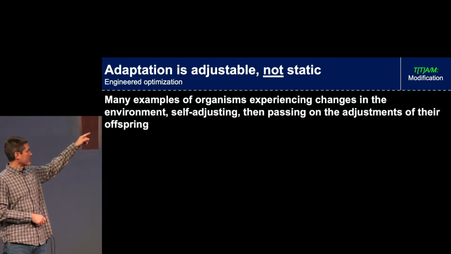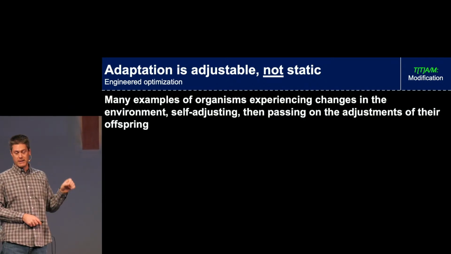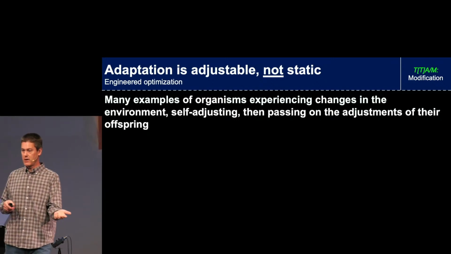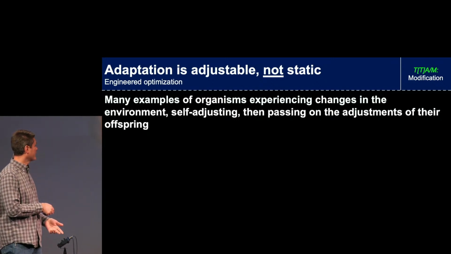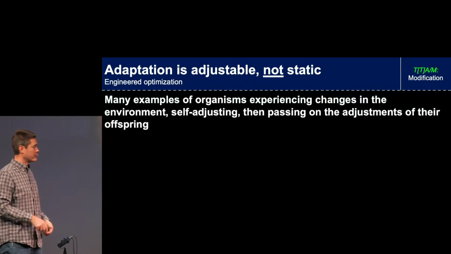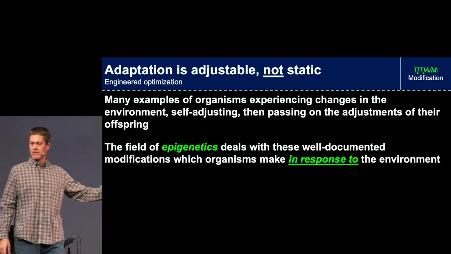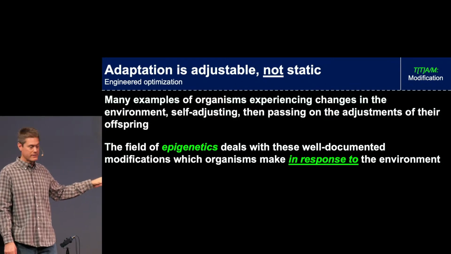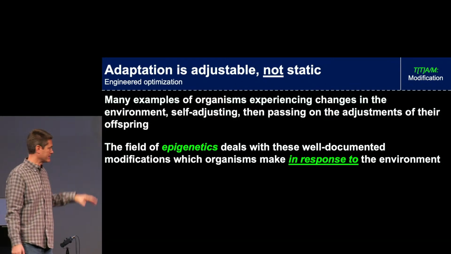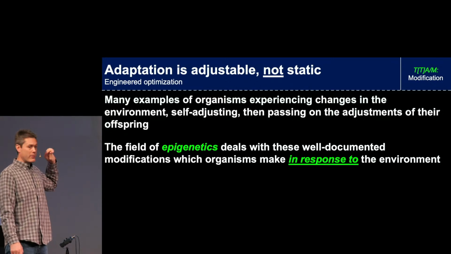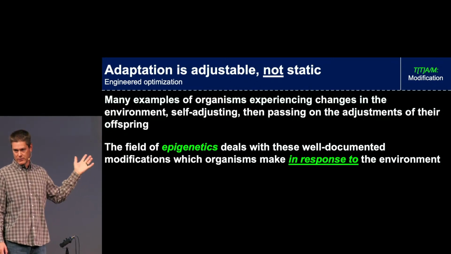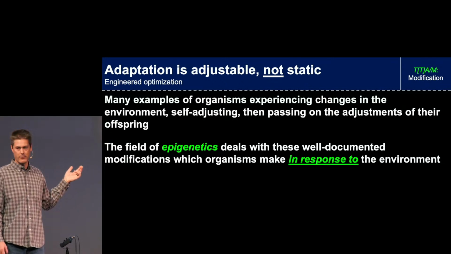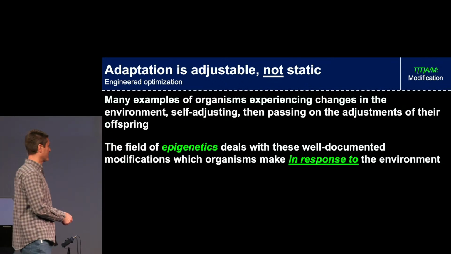So there's lots of examples of organisms that experience change in their environment and they self-adjust, and then they pass those adjustments on to their offspring. There's an entire field of study about this. It's called epigenetics. And again, because we're going to talk about the mechanism here, I'm not going to go a lot into epigenetics. I'll maybe give you one example. But it's very well documented. There's a lot of research going on in epigenetics. And essentially, it's sort of like priming the pump for the next generation is what's going on with organisms.